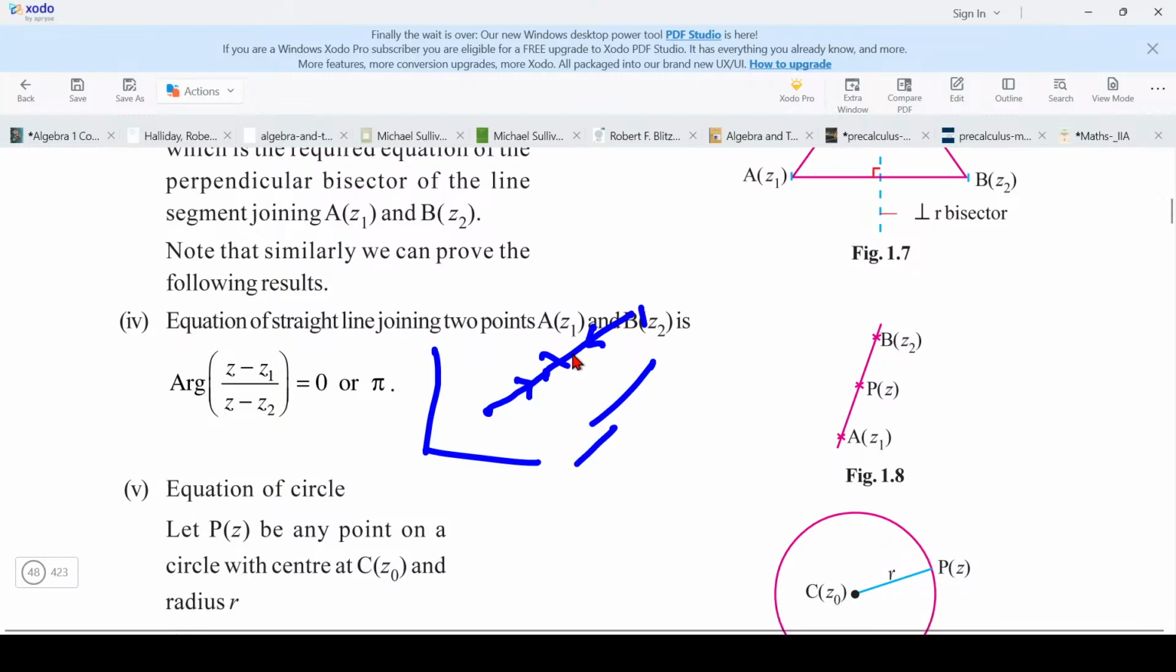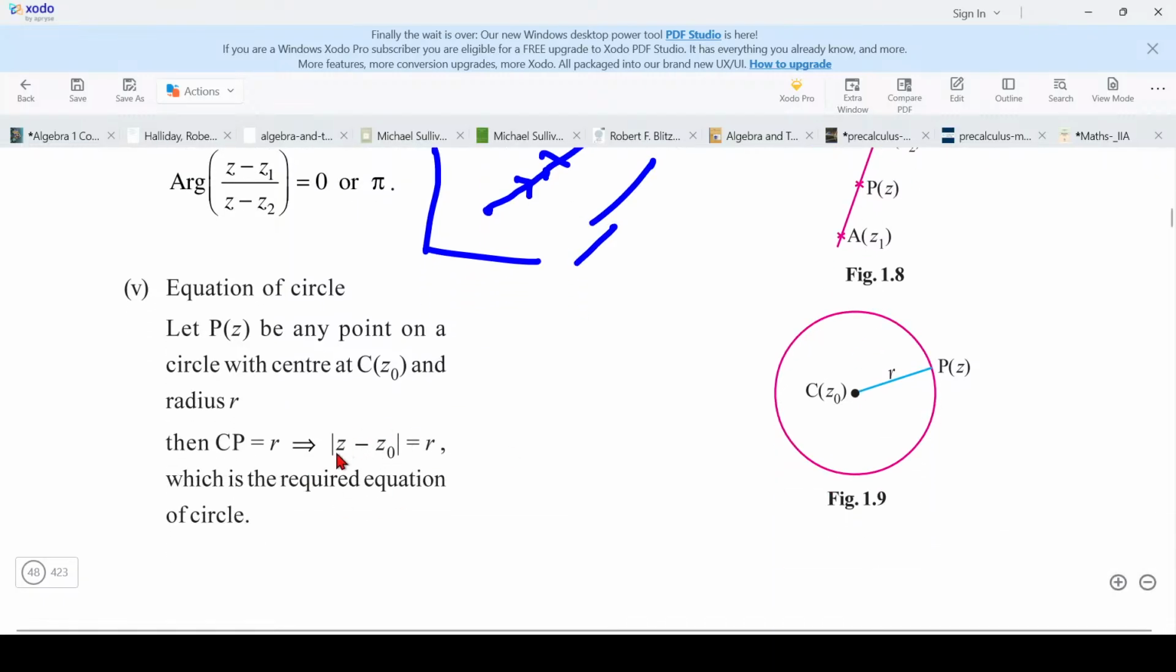Okay. Now, this one, mod of Z minus Z naught equals R. That means the distance between Z and Z naught is constant, which is equal to R. What does that mean? Z naught is the center of the circle whose radius is R. And what is Z? The set of all of these points, on the circle. Agree? So in complex notation, we can say mod of Z minus Z naught equals R. What does that mean? The center is this point and the radius is R. And this is actually the equation of a circle. Agree?